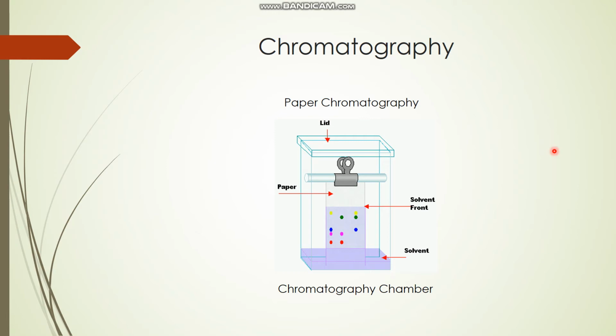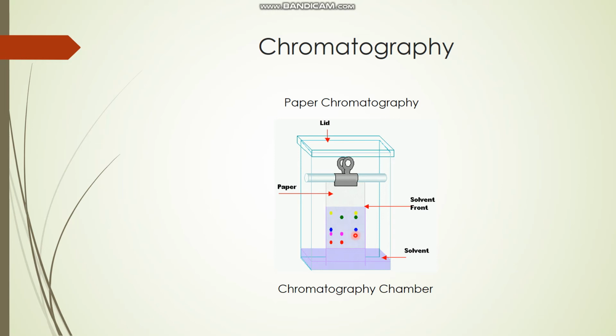The most used technique is paper chromatography because it is simple and the most widely used, and it consists of two phases. Here you can see the mobile phase. This is the mobile phase, and this one, which is a filter paper, or we also call it chromatogram, is known as the stationary phase. So there are two phases, stationary phase and mobile phase.